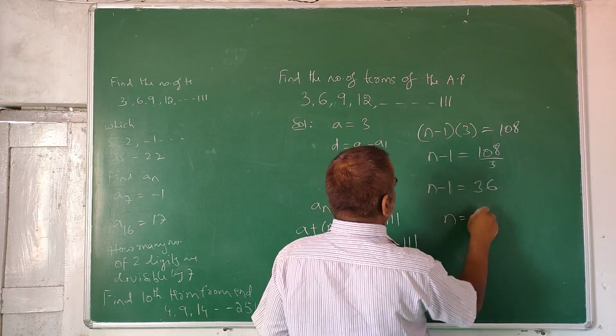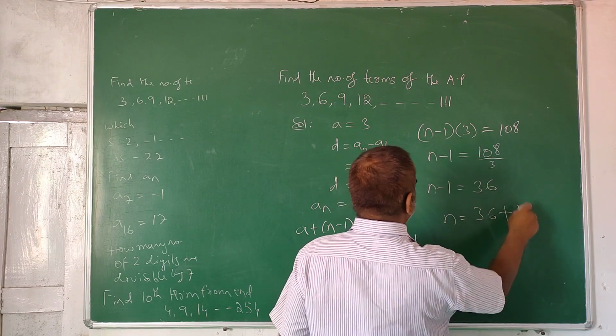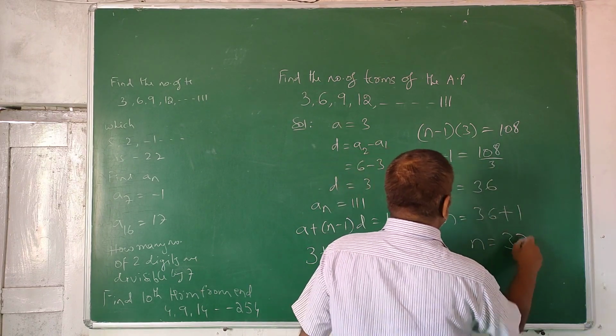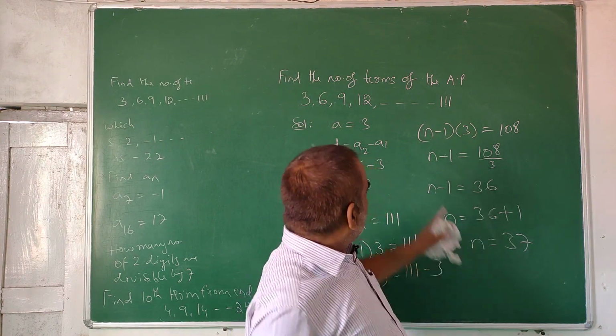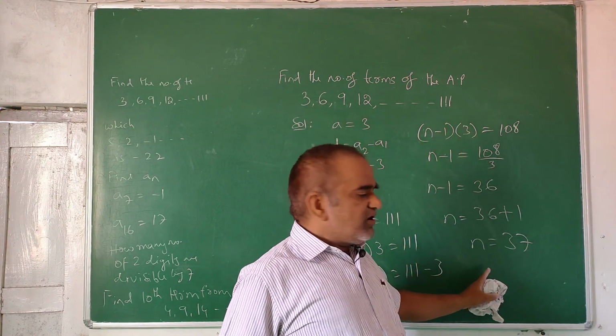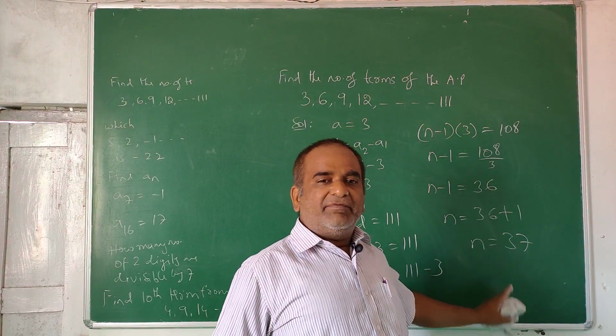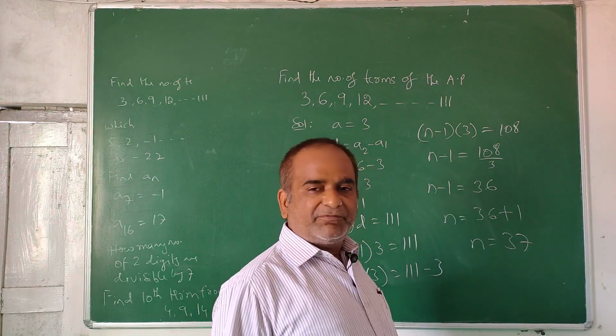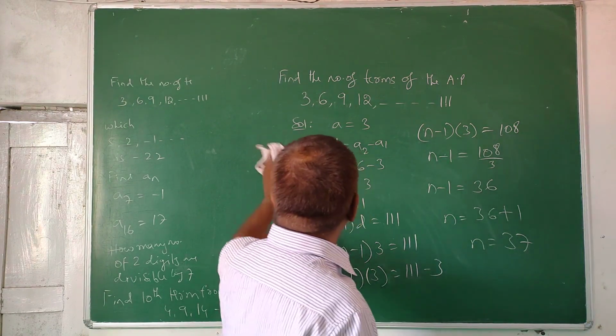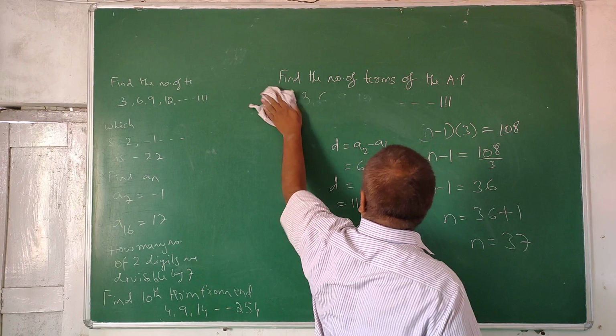So N is equal to 36 plus 1, so N is equal to 37. Therefore the number of terms of this given AP is 37. Understood? 37 terms are there. So the number of terms is equal to 37. This ends the problem.